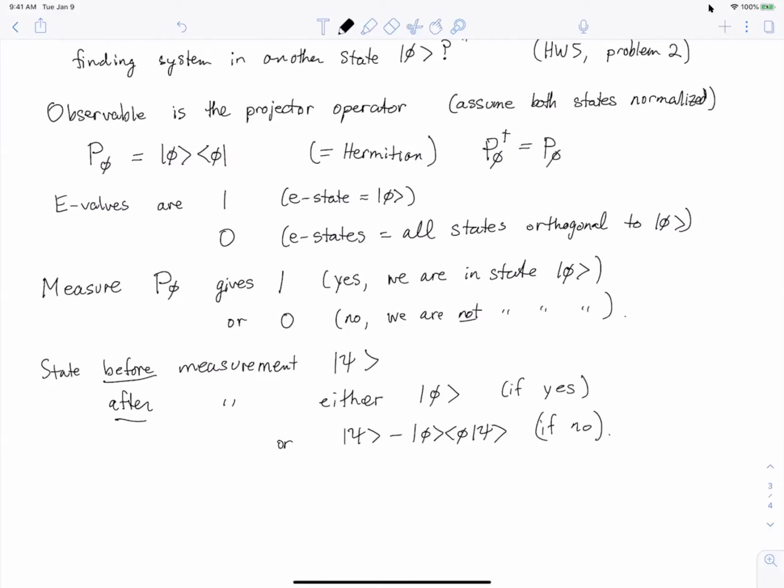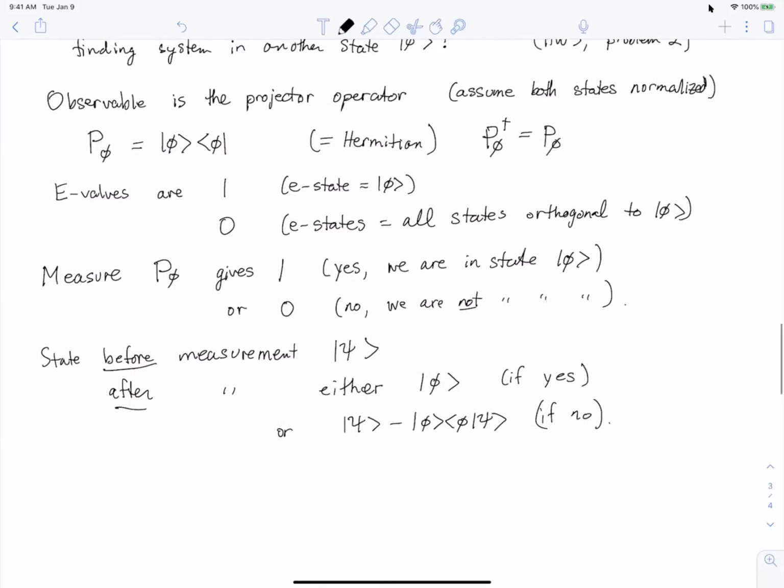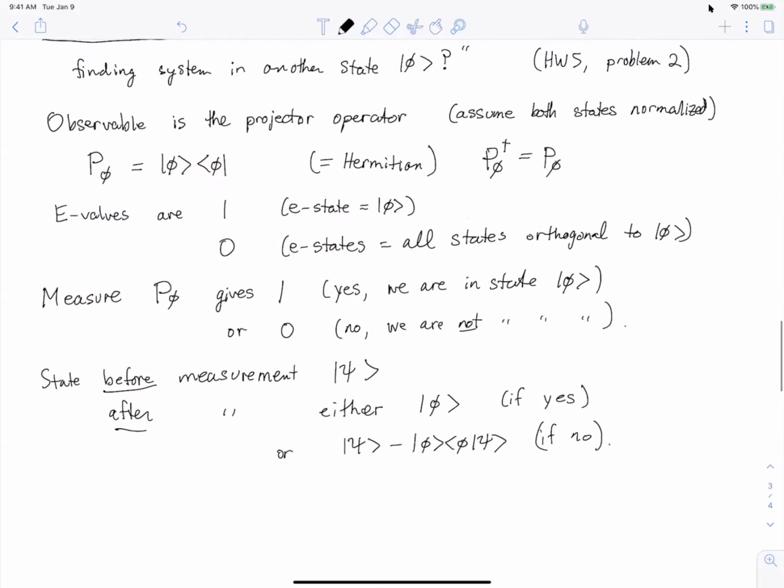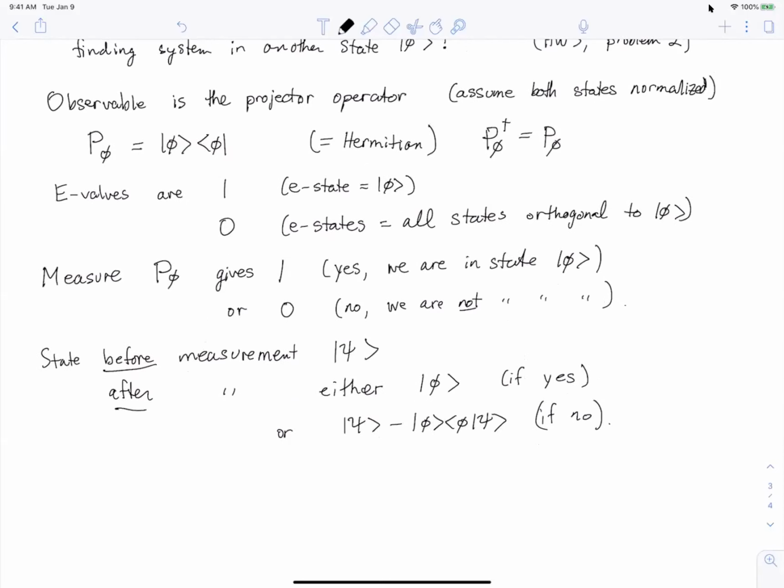Okay. So the reason all of this pertains to that problem is because in the problem I ask you, what's the probability if it's in one state to find it in another state? And this is just a formal justification in terms of the postulates of quantum mechanics that yes, we can find an observable that corresponds to that question, and this is how the observable works. It's just a projection operator.